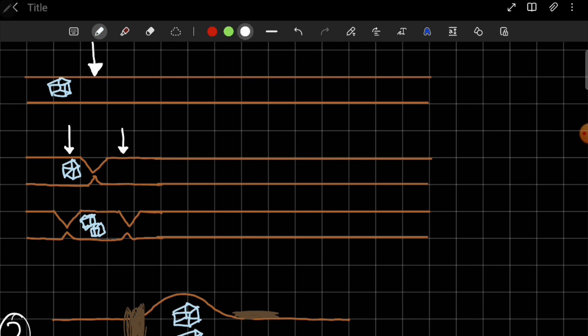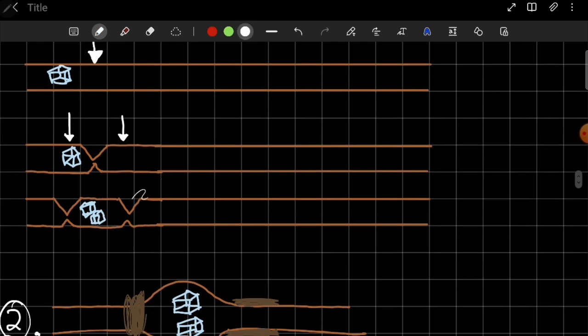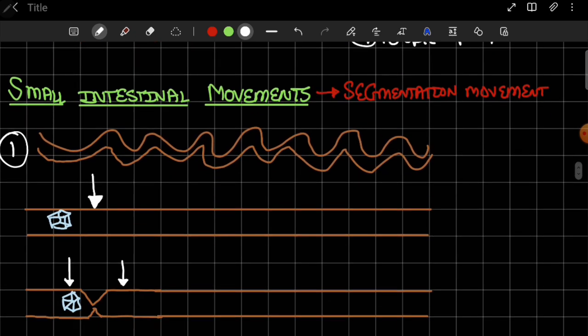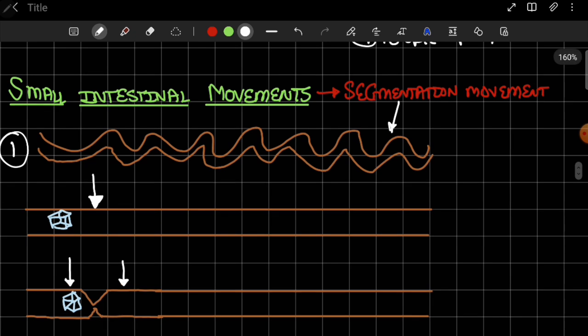Then some contraction will occur here, then this contraction will disappear, then this paneer will be shifted towards this side, then this contraction will occur here, and this paneer will be shifted from this side to this side. So this procedure will occur till it goes to the ileocecal junction. This is the segmentation movement. This is the segmentation movement of the small intestine.